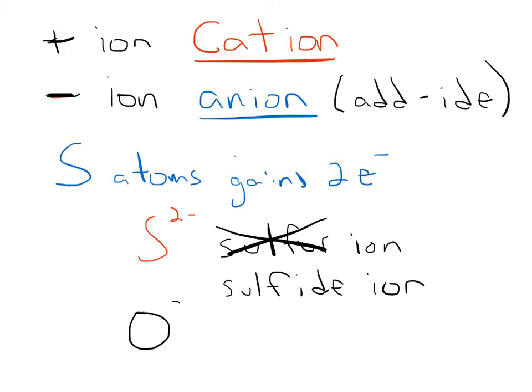Another one, let's do this. Here's O. Oxygen gains how many electrons? Well, you see it's a -2, so you should know that it gains 2 electrons. And this actually would be called an oxide ion.